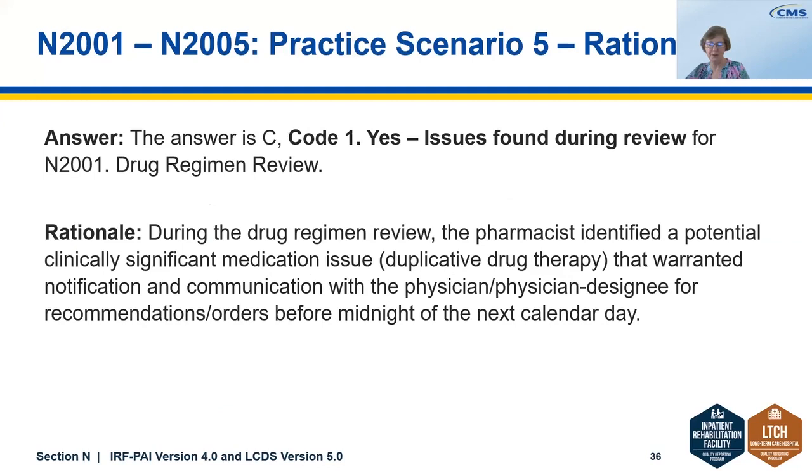And the correct answer is C. Yes, issues were found for the drug regimen review, and yes for the medication follow-up. During the drug regimen review, the pharmacist identified a potentially clinically significant medication issue. It was a duplicative drug therapy that warranted notification and communication with a physician or physician designee for recommendations or orders before midnight of the next calendar day.